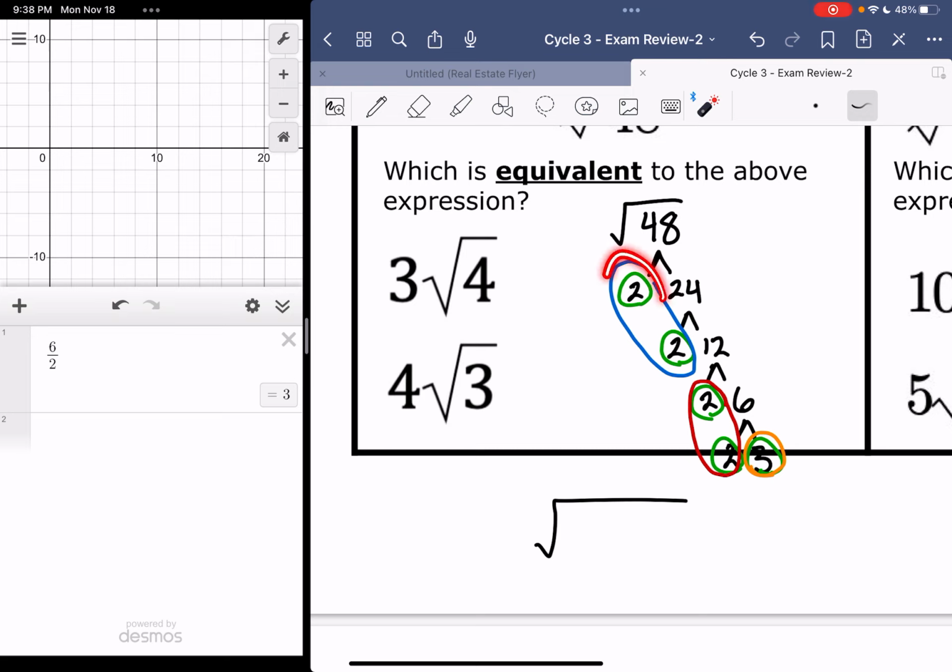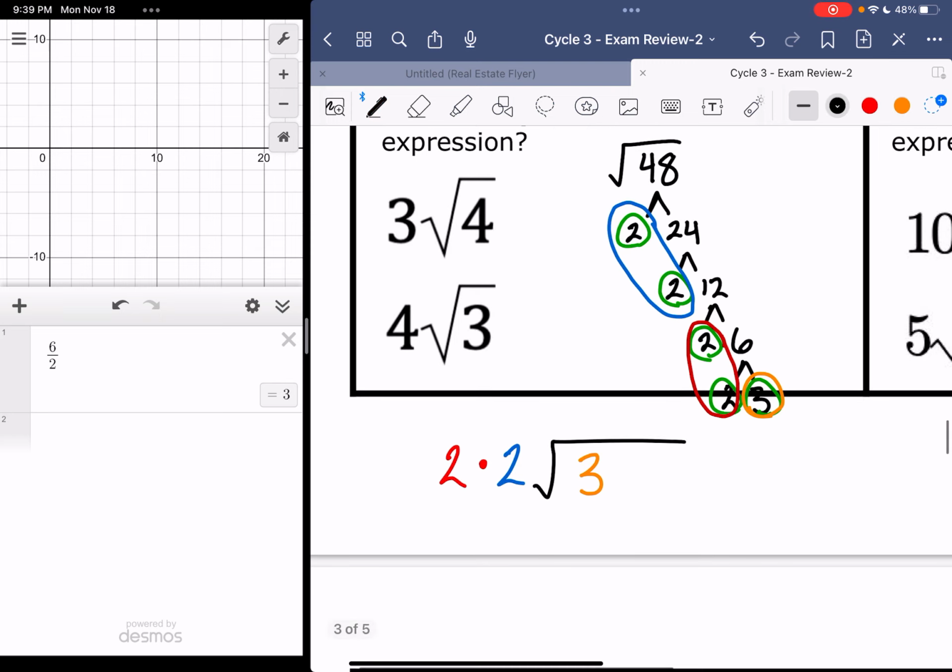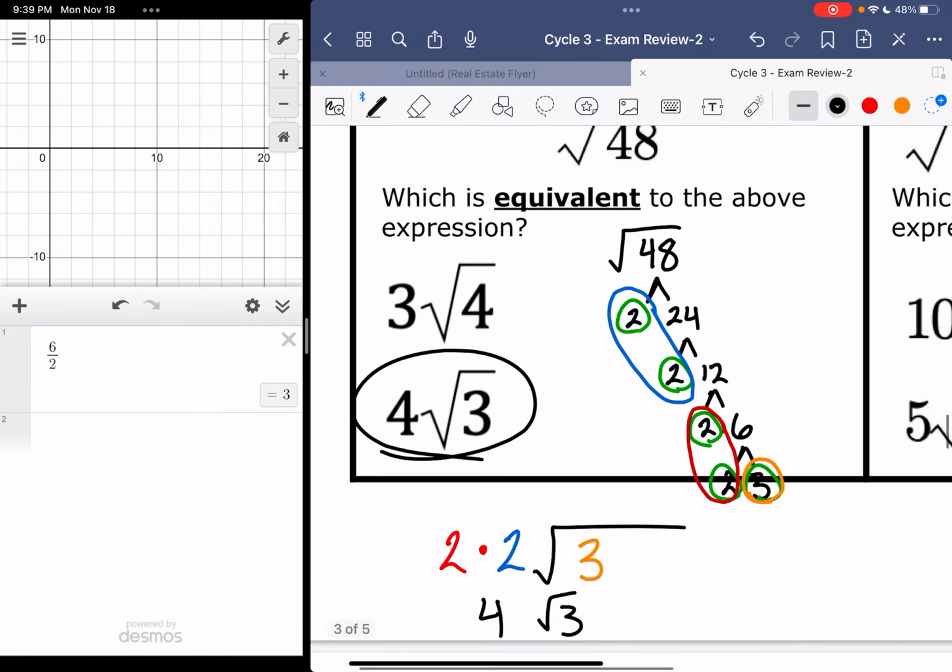So over here, I have a pair of 2s. They get to leave. I have a pair of 2s. They get to leave. And then I have a single lone 3 all by itself that's going to stay inside the house. I have on the outside 2 times 2. 2 times 2 is 4. Square root of 3. 4 square root of 3 is my final answer.